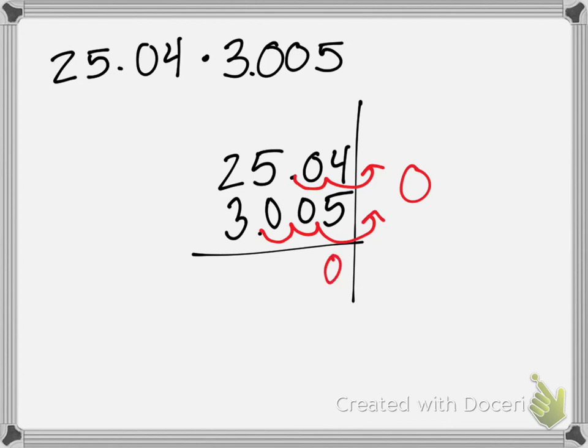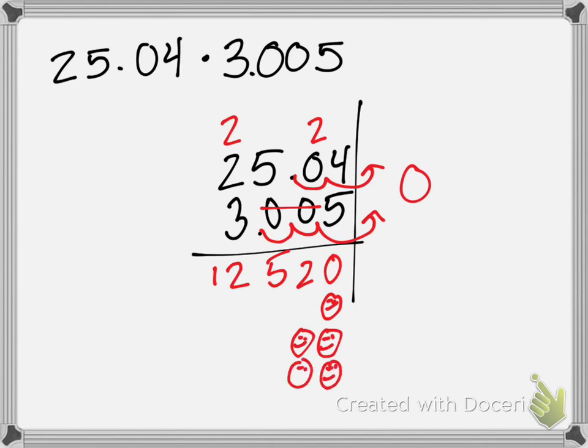5 times 4 is 20. 5 times 0 is 0, plus 2 is 2. 5 times 5 is 25. 5 times 2 is 10, plus the 2 is 12. I'm going to put a placeholder, but they're all zeros. I'm going to do another placeholder, but they're all zeros. I'm going to do my third placeholder. Finally, we can see I'm just going fast.